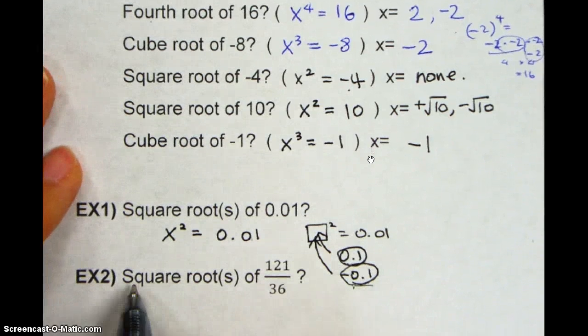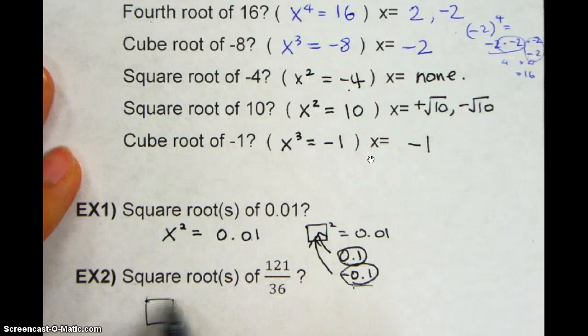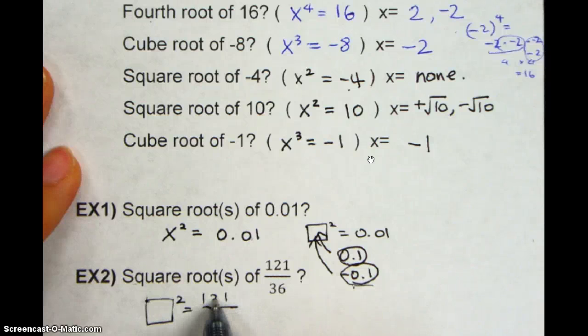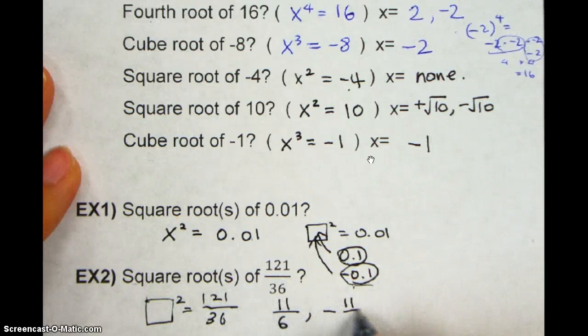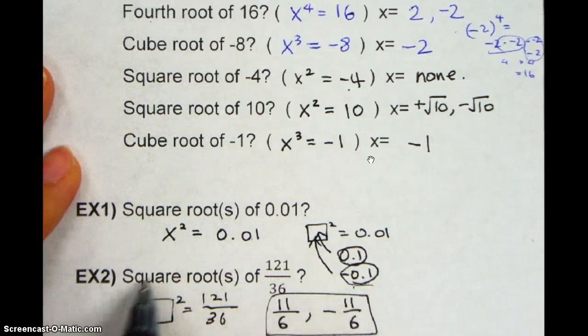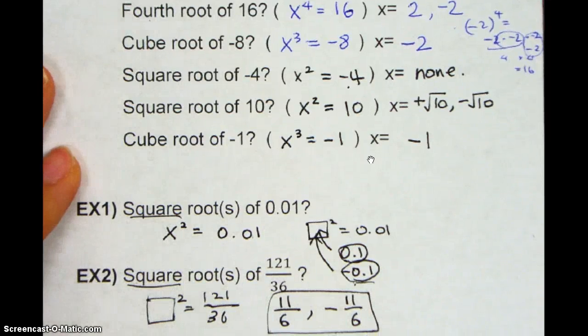Square root of 121 over 36. What number raised to the second power equals 121 over 36? Well, 121 is 11 squared, so 11 over 6. If you square it, it will be 121 over 36. Also, if you square negative 11 over 6, it will be this number. So we have two answers as well, because we are talking about even roots.